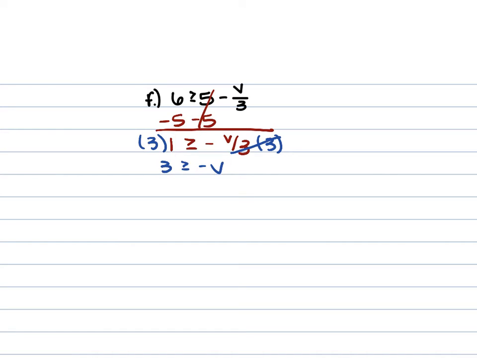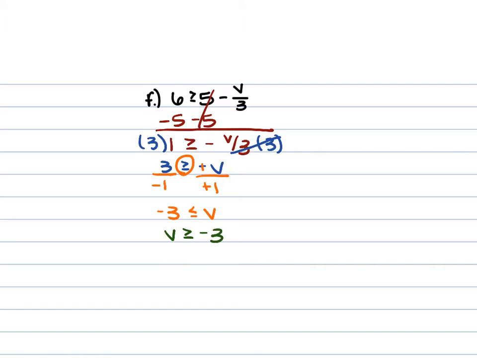That negative cannot be in front of that v, so we're going to divide each side by that negative 1 to turn it into a positive v. And then we also switch that inequality sign to give us negative 3 is less than or equal to v. So I'm going to rearrange this to where my v comes first. So I'm just going to have v is greater than or equal to negative 3.